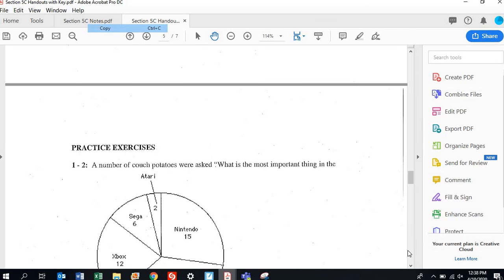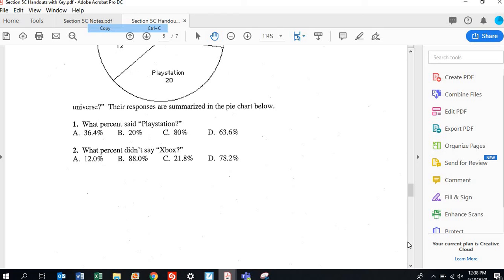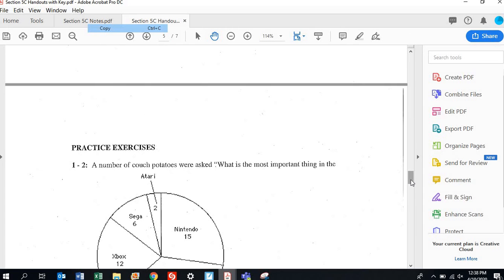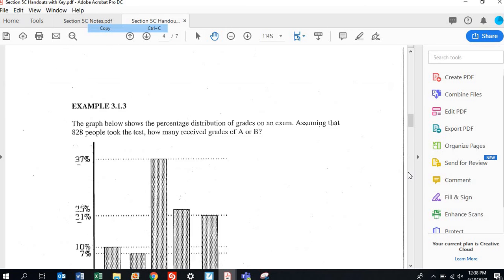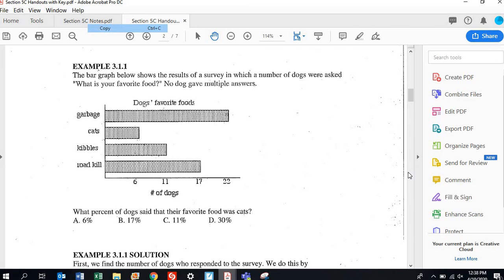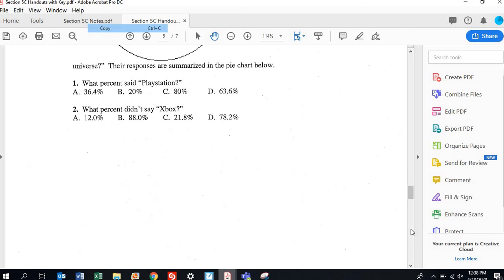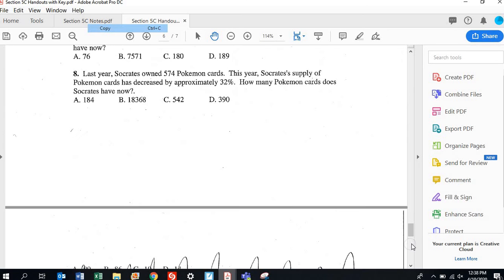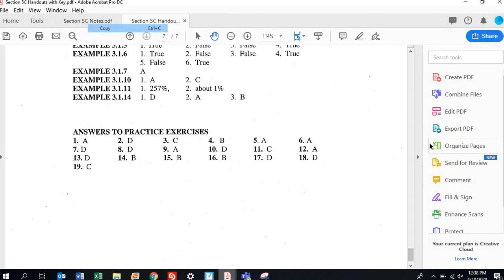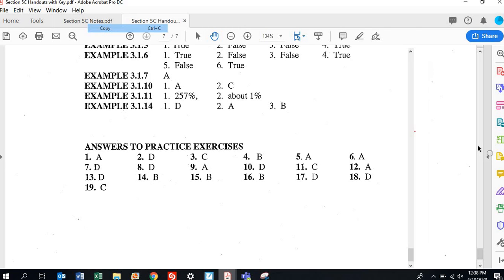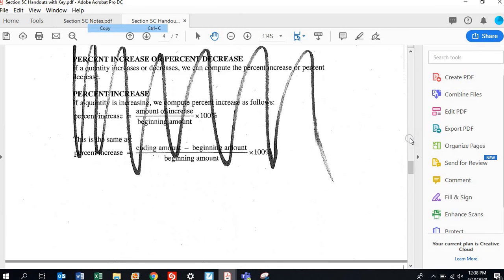Skip that percent increase and decrease. We did that a long time ago. Same thing here. These are not labeled as percentages. These are numbers. So to find the percentages, you've got to add them up and divide. If they were percentages, they'd have to add up to 100, and they clearly do not. So go through these. The answers are at the end. And if you go through that stuff, you'll be fine.